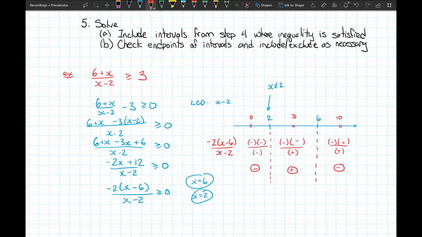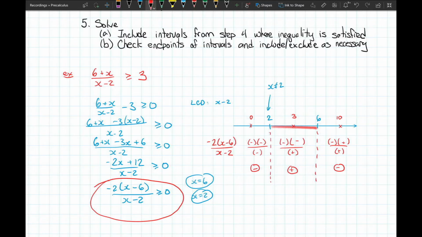Now, time for the solution. Let's look at all of the inequalities that match our expression. We've been looking at negative 2 times x minus 6 over x minus 2, and we want that to be greater than or equal to 0. It looks like that is going to be the case from 2 to 6. You can shade that interval right in.